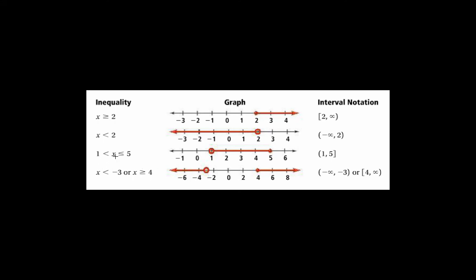Okay, here we have x is between 1 and 5, including 5. So we have an open dot on 1, a closed dot on 5. So our interval shows everything between 1 and 5, not including 1, but including 5. Here in an OR inequality, x is less than -3 or x is greater than or equal to 4. Here we have open dot on -3, everything to the left. So that's this portion of the interval, everything from negative infinity up to -3, not including -3. Or everything from 4 to positive infinity, but including 4. So we'll put a square bracket on 4.